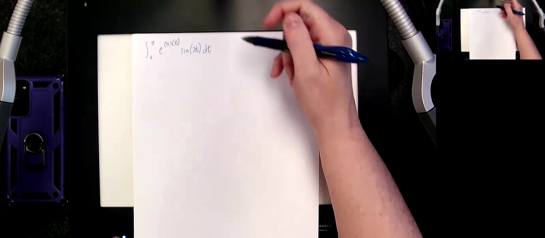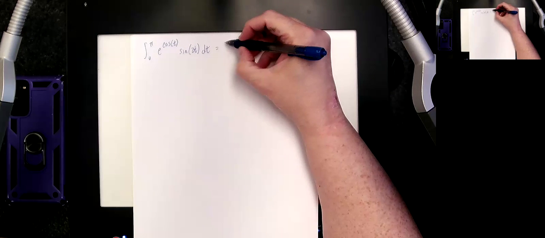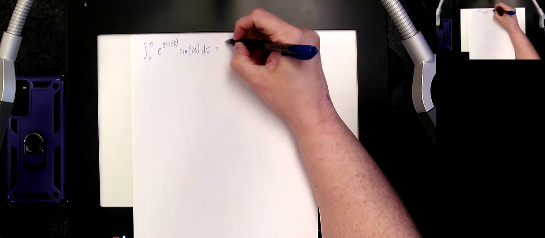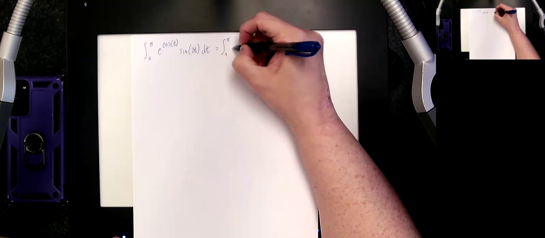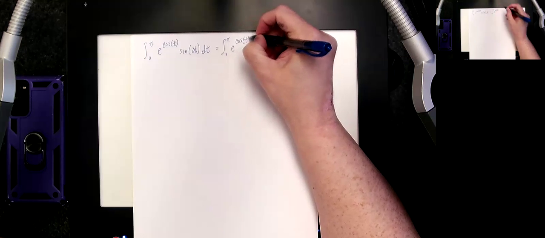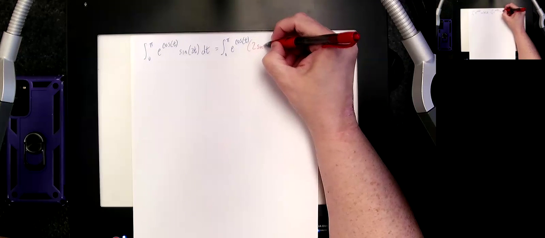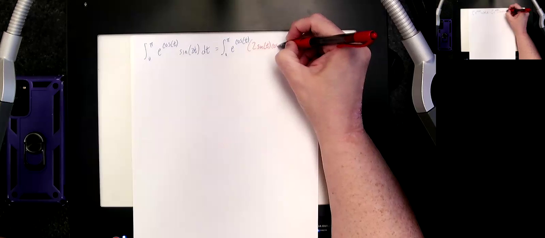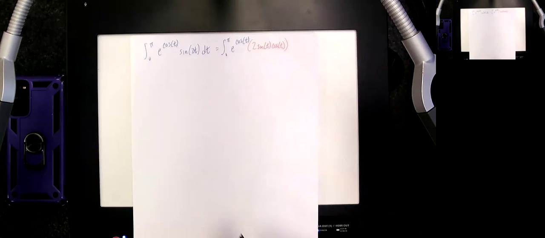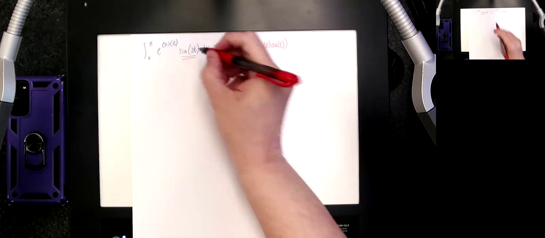Let's start off by rewriting that sine of 2t. I don't like having sine and cosine and having different values. So 0 to pi e to the cosine of t. Sine of 2t, the formula for that is 2 sine t cosine t. That's my sine of 2t. And then we have a dt.